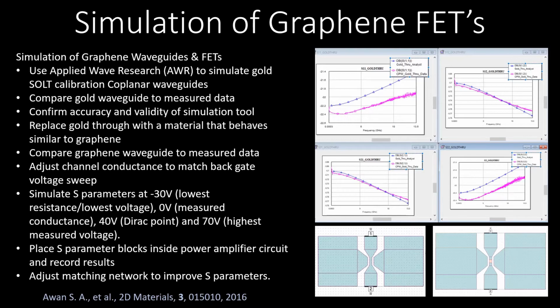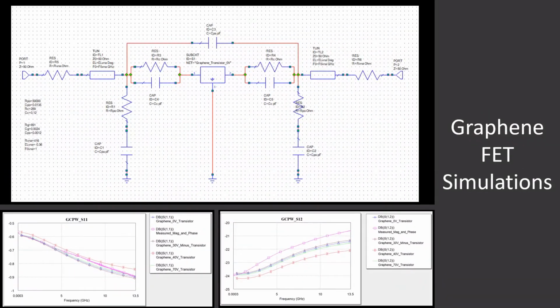Once a sufficient match had been made, we then simulated a graphene coplanar waveguide transistor from the same paper. The coplanar waveguide and graphene FET are manufactured very similarly, with the only main difference being that a gate voltage is applied to the bottom of the FET, which changes the conductance of the channel.